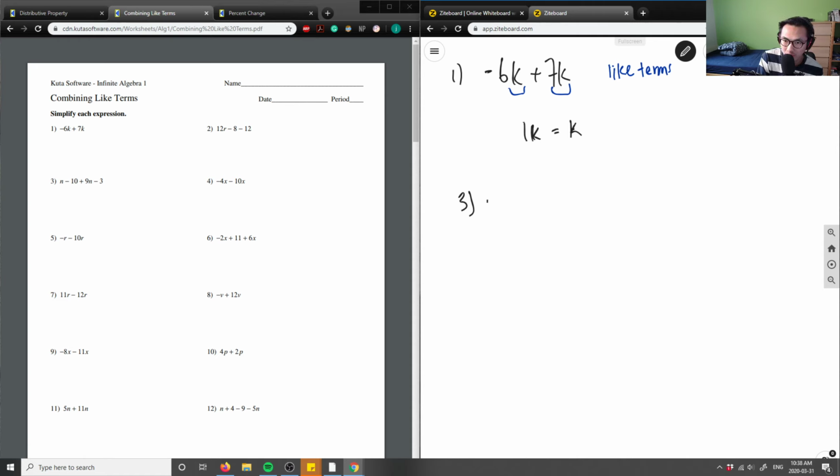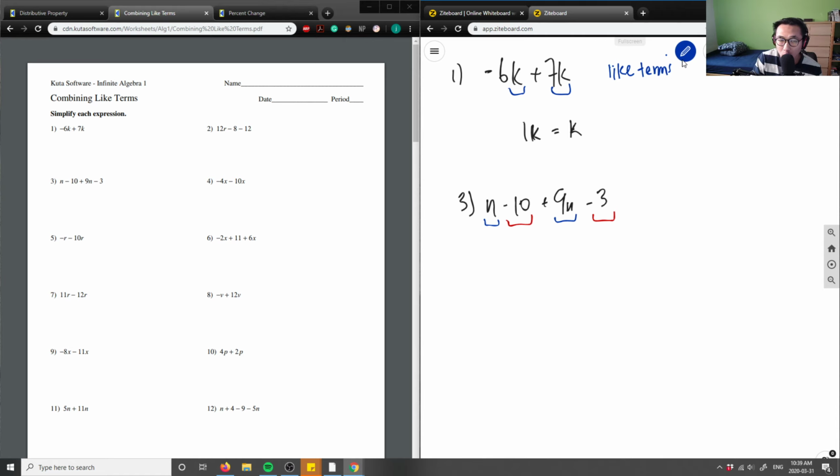Let me do question 3. Question 3 is a bit harder. We have n minus 10 plus 9n minus 3. So what are our like terms here? I'll do this in blue for variables and red for numbers. What are my two like terms here? In this case, I have n here, and then I have 9n as well. These are like terms, they're variables. And then in red, I have like terms as well. I have negative 10 here and negative 3. These are like terms as well.